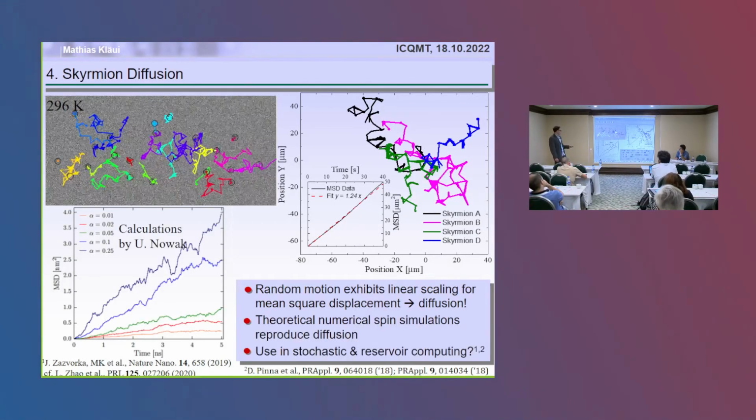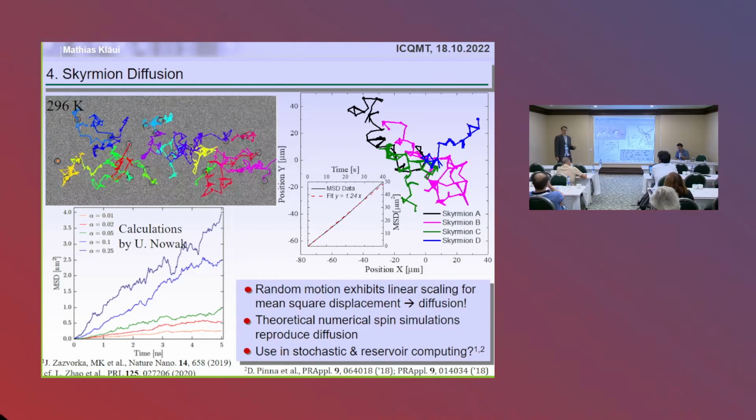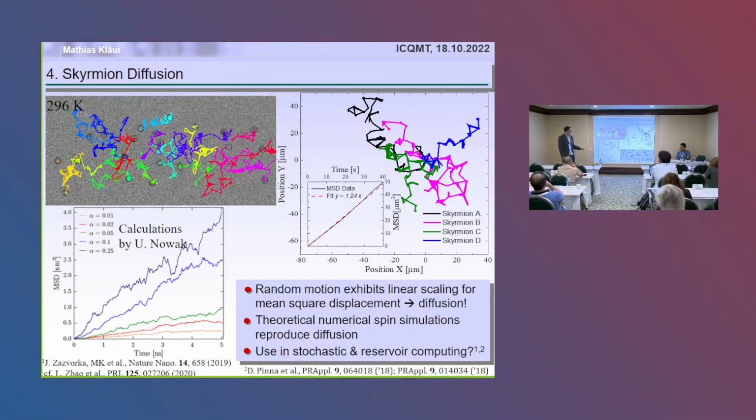And this was actually reproduced by Uli Novak. The paper came out a couple of years ago, and there's also some other work by our colleagues. But we got excited because when we started this work, we said, well, forget about the racetrack, because this diffusion is bad for the racetrack. Our colleagues, Daniele Pinna, Karin Everschor-Sitte, wrote theory papers about using this in stochastic and reservoir computing. And that's how we started. 3 years ago, I had no clue what all this stochastic, reservoir, neuromorphic stuff is. I still don't have much of a clue, but I got more excited about it.